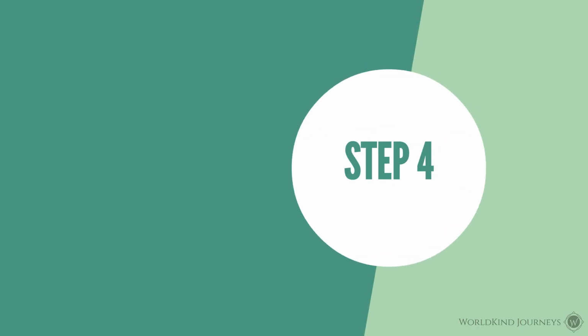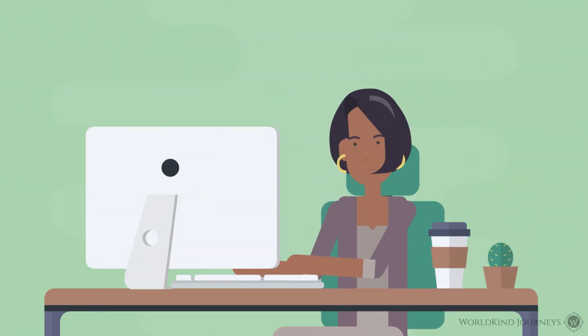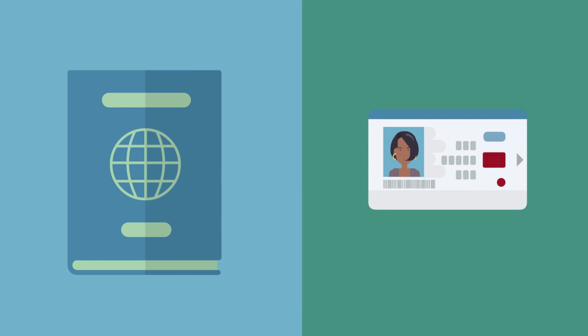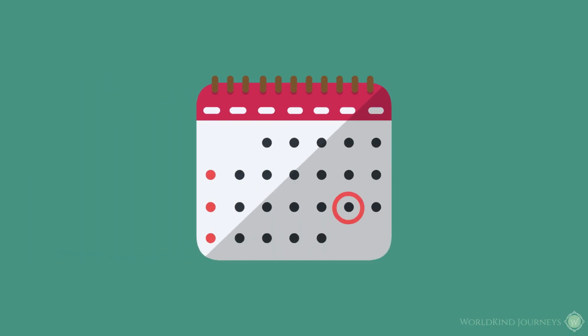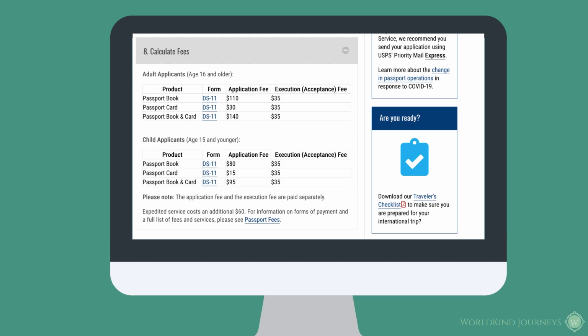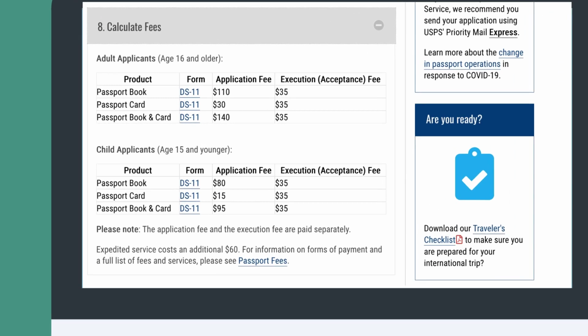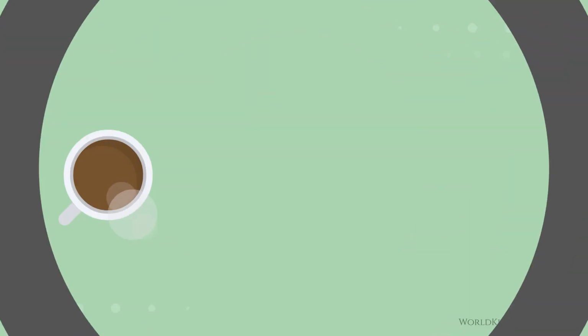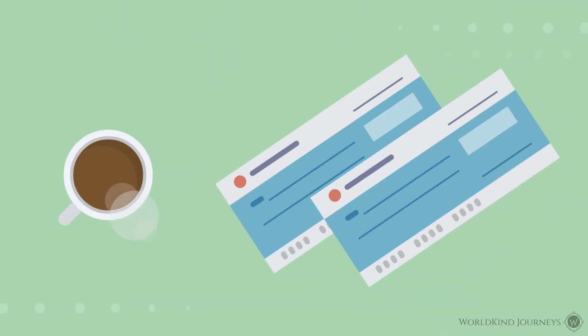It's time for step 4, during which you will calculate your fees. Now that your application is ready, check online again at travel.state.gov to know how much your new passport will cost. Depending on if you're ordering a passport book, a passport card, or both, and on how quickly you need it, the prices will vary. Rates may change over time, so make sure to go to the website for the most up-to-date information. You'll need to bring either 2 checks or money orders, since the application fee and the execution fee are paid separately. Make sure they're made payable to the U.S. Department of State.